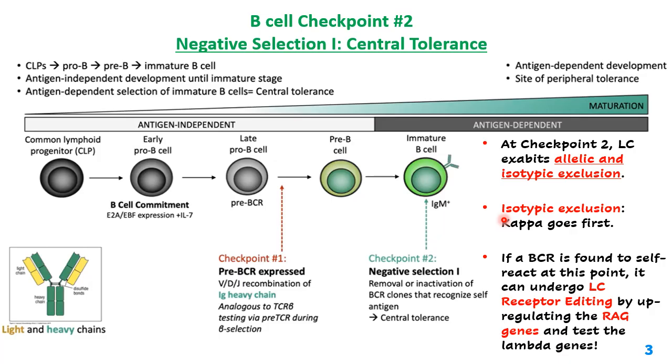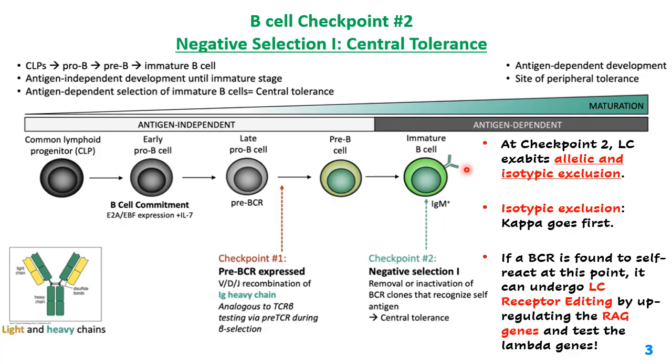Okay, so let's say your light chain from mom worked, but it's not any of the two light chains. It's going to be the kappa light chain first. The lambda is going to be quiet. Okay, so let's say now the kappa light chain from your mom worked fine. Okay, fine. So you're going to test your B cell receptor.